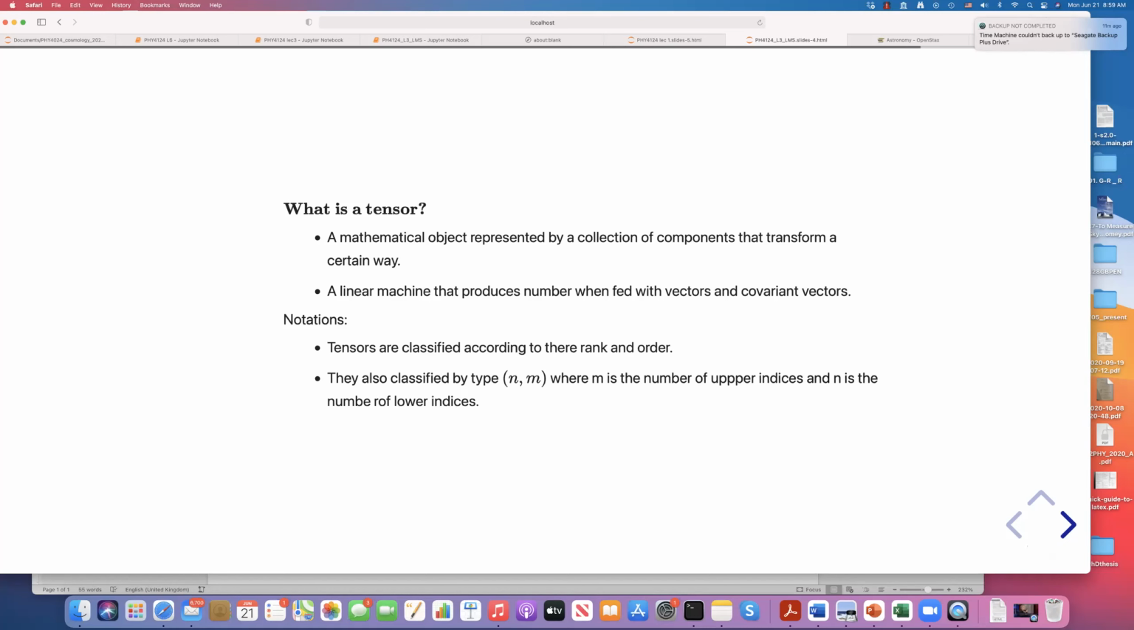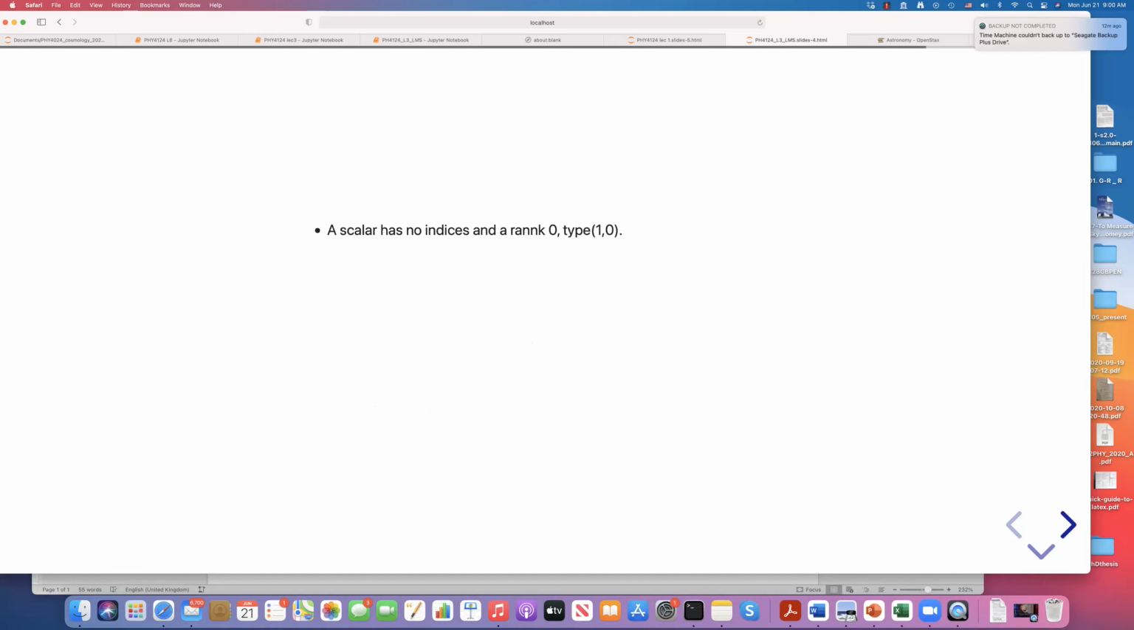Now, tensors are also classified by the type, and type is normally given inside brackets as n comma m, where m is the number of upper indices and n is the number of lower indices of a tensor. And you will see that from an example. Now, if you consider a scalar, you don't have any indices, right? You just have a number, and that is actually a rank 0 tensor. And the type we write as type 1, 0.